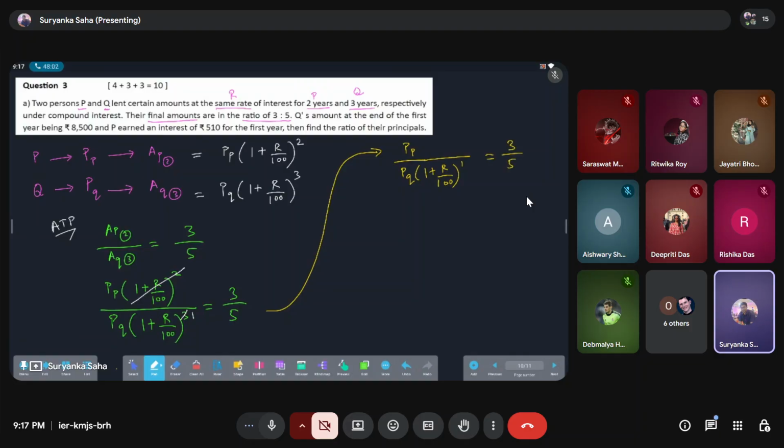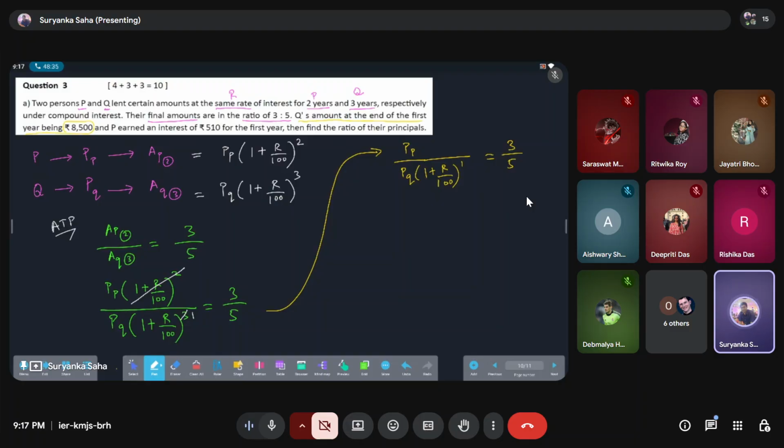Understood? Now let's pause and read the remaining part of the question. Q's amount at the end of first year being 8500. This is given in the question not just for show. So what can be Q's amount at the end of first year? It will be PQ, the principal, into 1 plus R by 100 to the power 1.